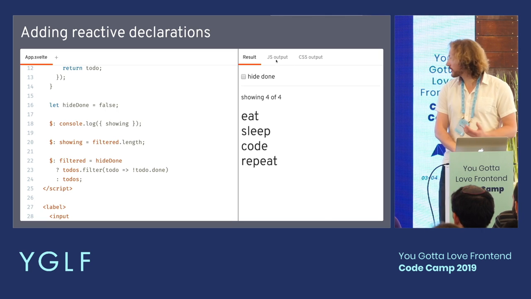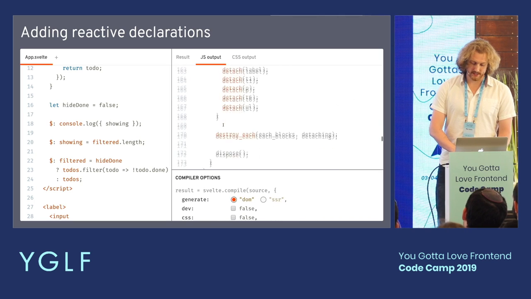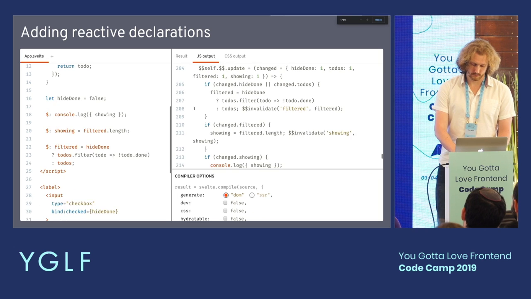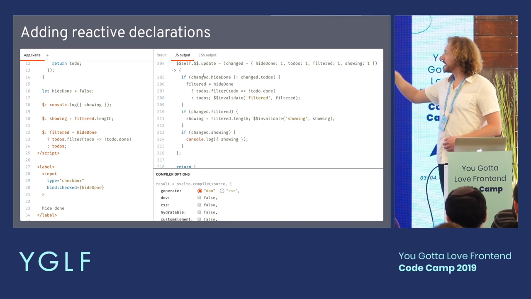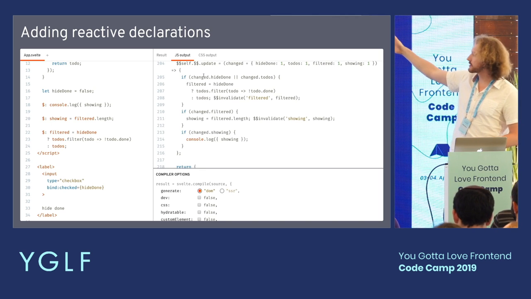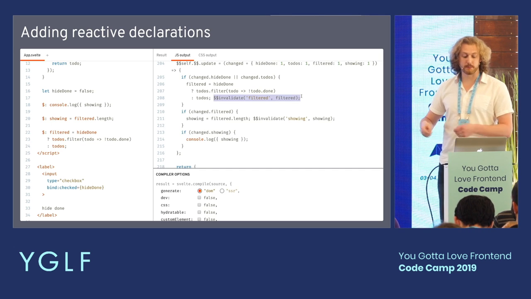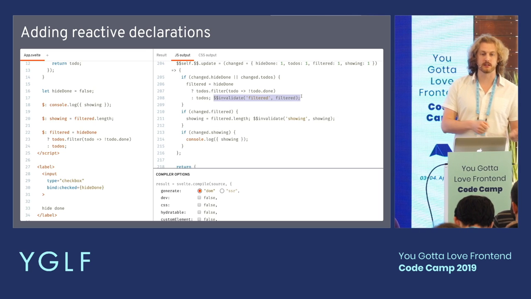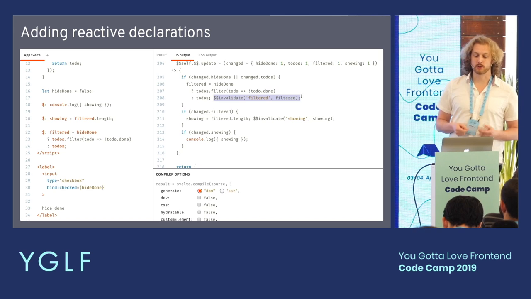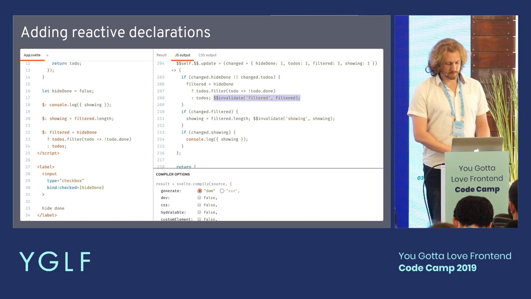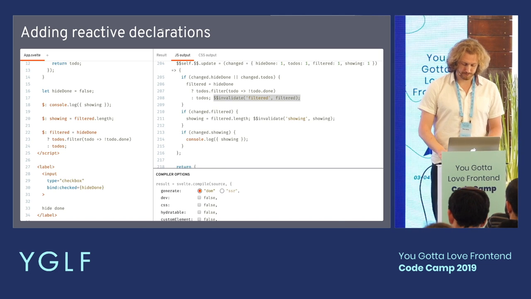All right, so how does this work? Well, if we look at the JS output from this, and scroll down to where it's updating the reactive values, it's taken these statements and it's wrapped them in if statements. If change.hide done or change.todos, then we recalculate filtered and we invalidate filtered. And you'll notice that because it's figured out that showing depends on filtered, it has to calculate filtered before it calculates showing. That's the topological ordering that Mike Bostock was talking about. And this is all extremely fast for the browser to run. This is very efficient code.